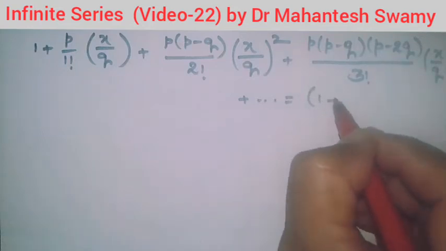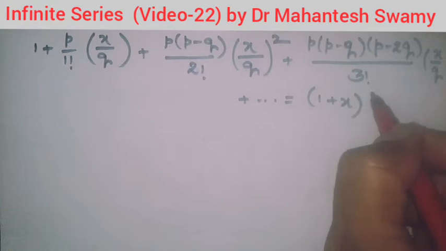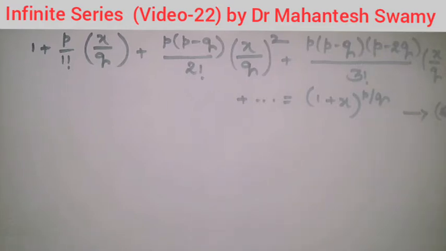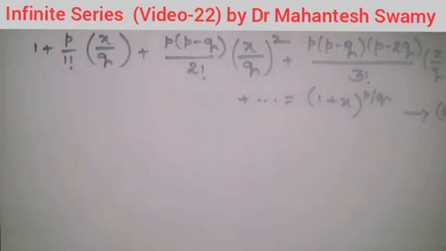This infinite series has the value 1 plus x whole to the power of p by q. This is one of the most important results. We will be using this for solving our further problems, and let us call it series number 6. This is one more very important result we have obtained as a special case of the given binomial series.